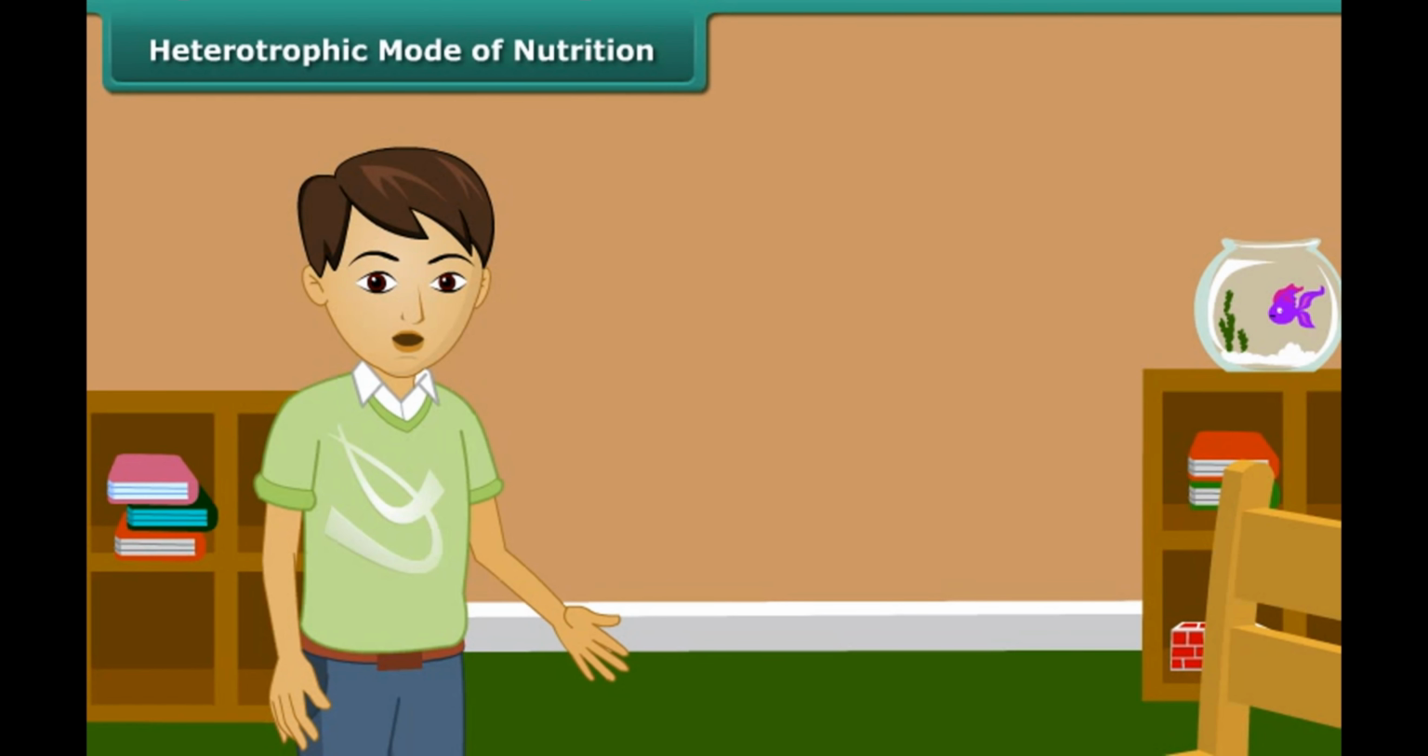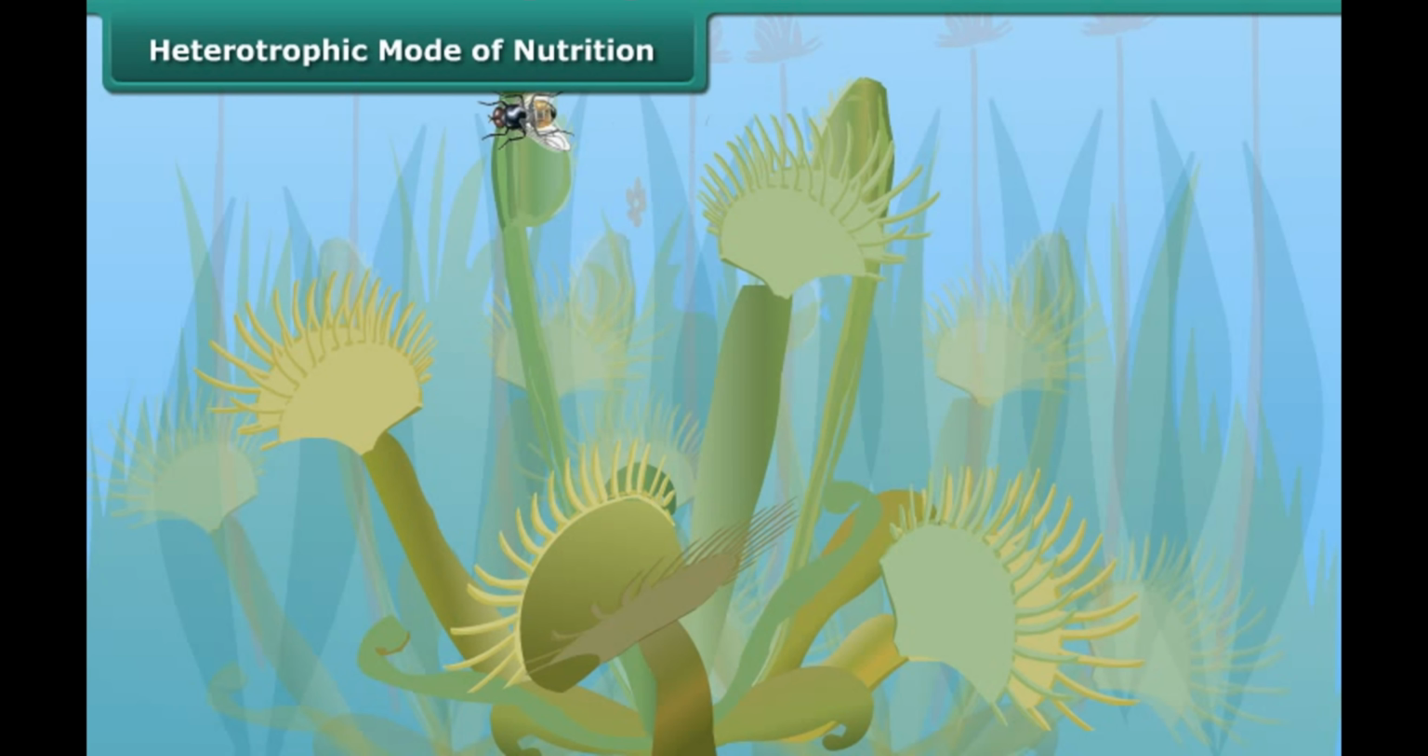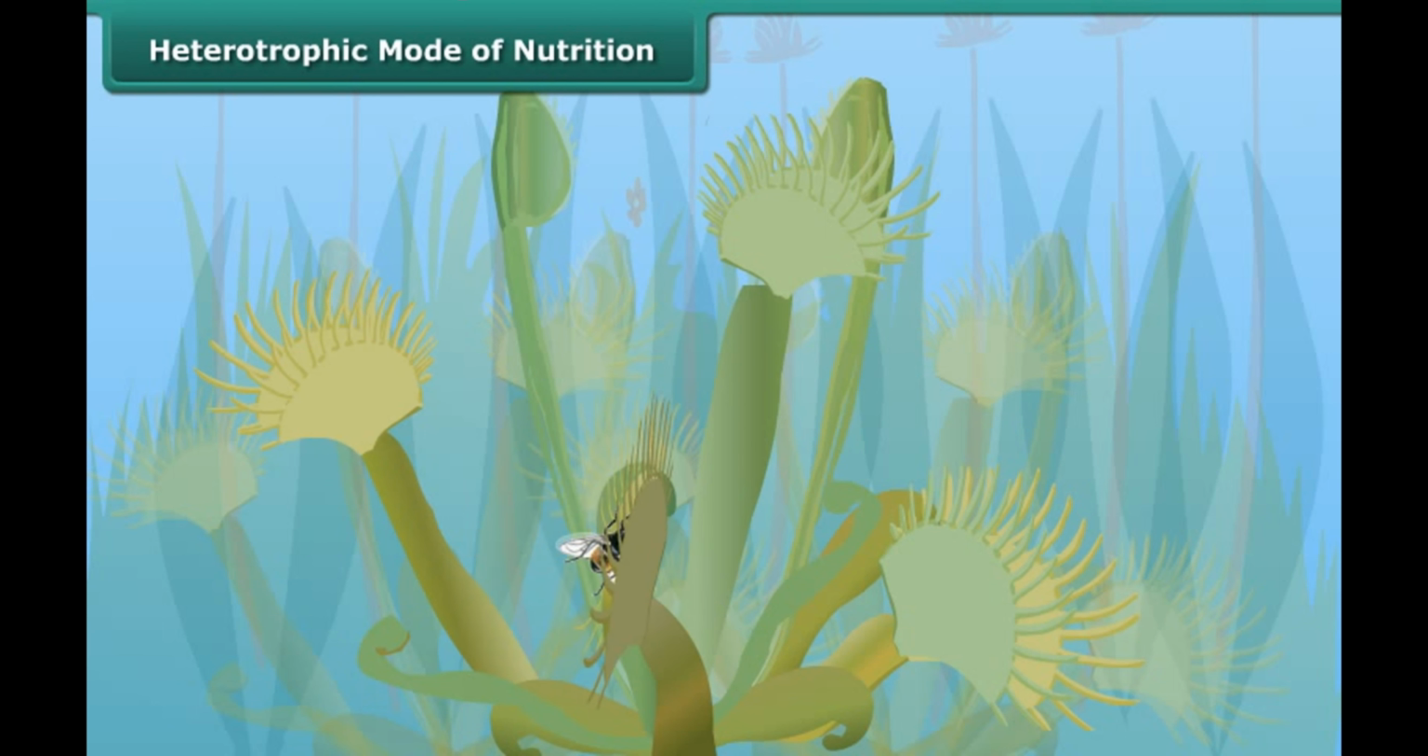Friends, now let us know about those plants which do not have chlorophyll and cannot synthesize their food on their own. Just think about how do they survive and from where do they derive nutrients. As we have already learnt in this module, these plants derive food from other plants and animals, and this type of mode of nutrition is called heterotrophic mode of nutrition. The plants in which this kind of mode of nutrition is found are known as heterotrophs.